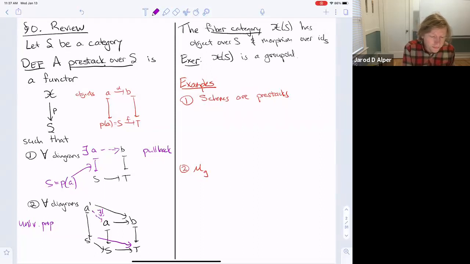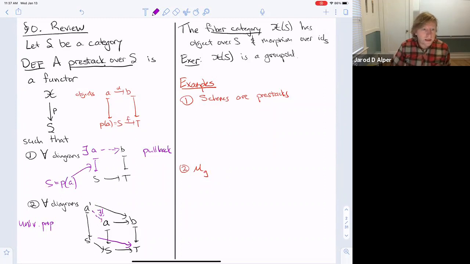And when you have a pre-stack, we introduced this notion of a fiber category, X of S, where the objects are simply objects of X over S, and the morphisms are all over the identity in S. The exercise from last time was to show that these axioms imply that this category is a groupoid, meaning all morphisms are invertible.